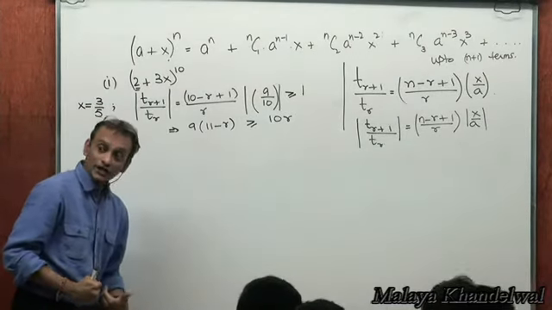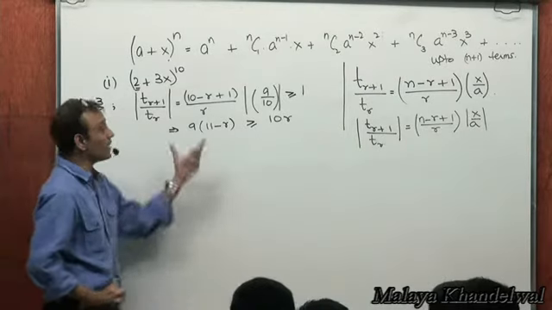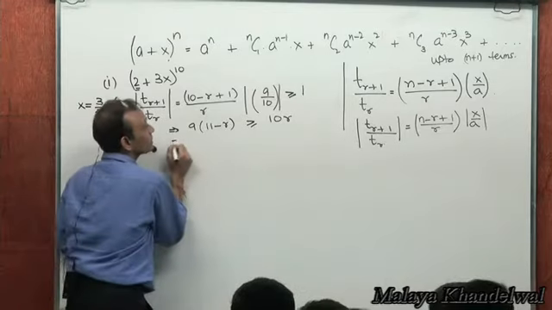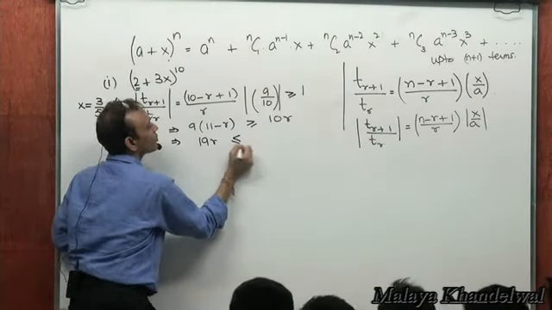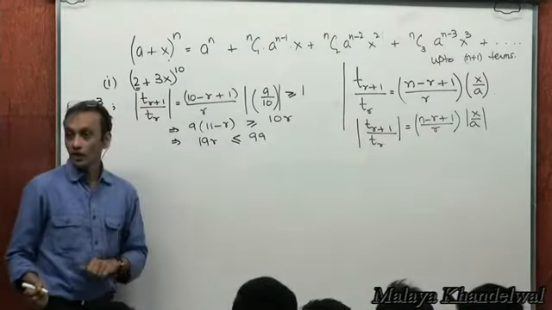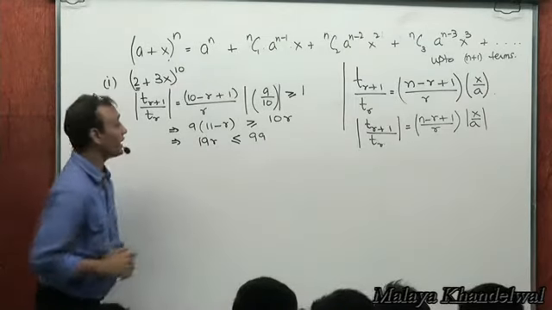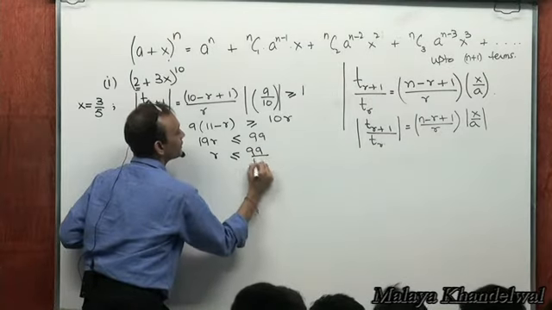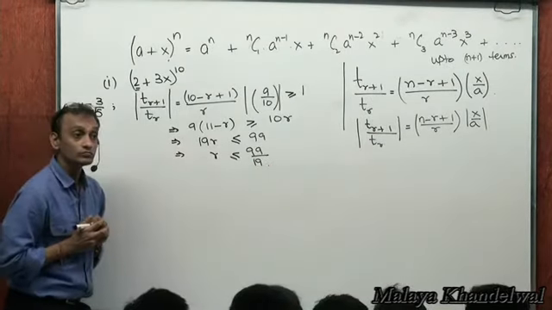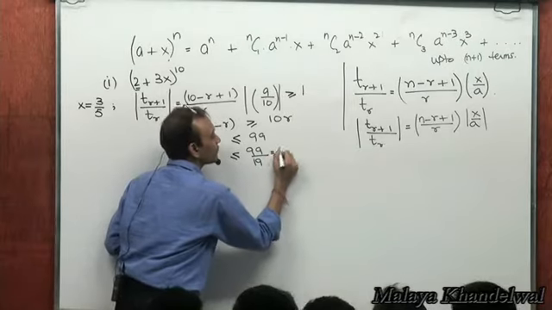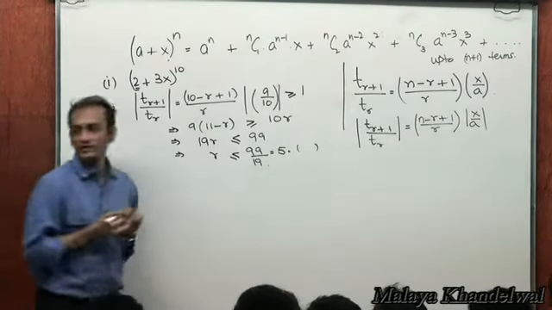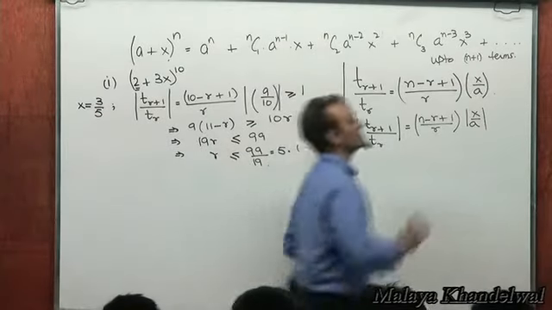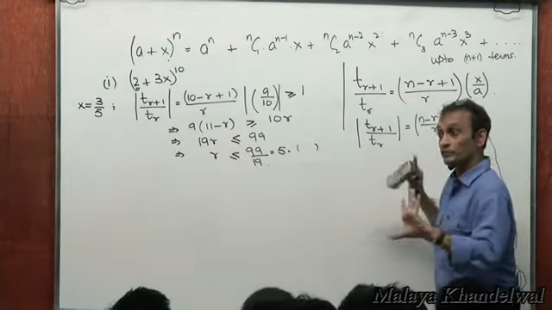The next term will be greater than or equal to the previous term up to this value of r, up to r satisfying this condition. That means up to what r? This is like 19r less than or equal to 99. Up to such a value of r, this is going to happen. That means this will happen for r less than or equal to 99 by 19. Yes or no? Which is like 5 point something. Now let's investigate. But so far so good, right?